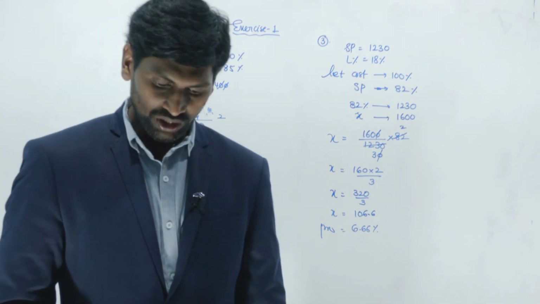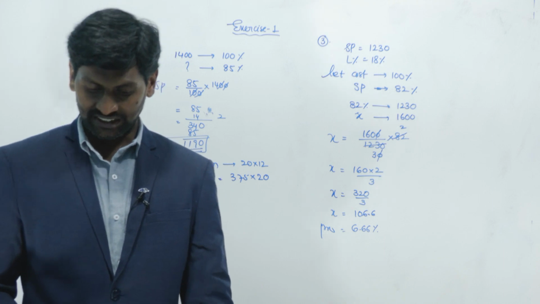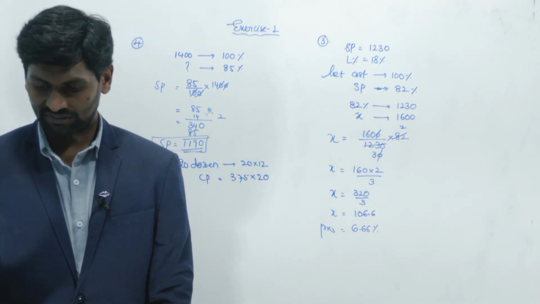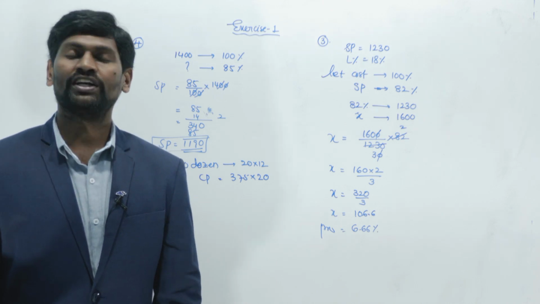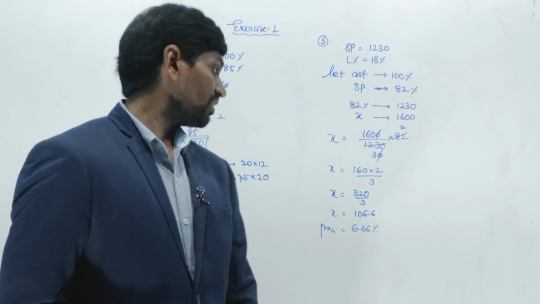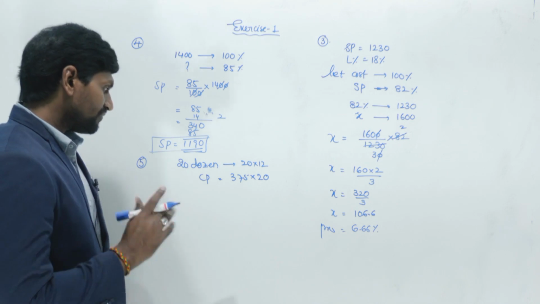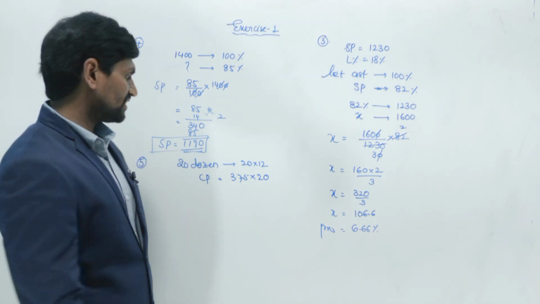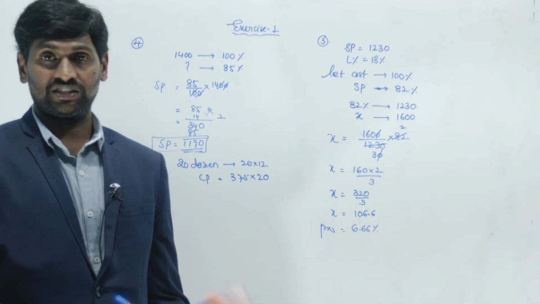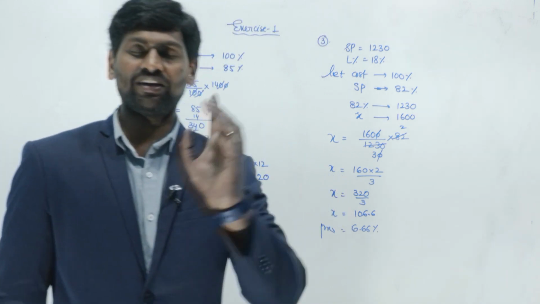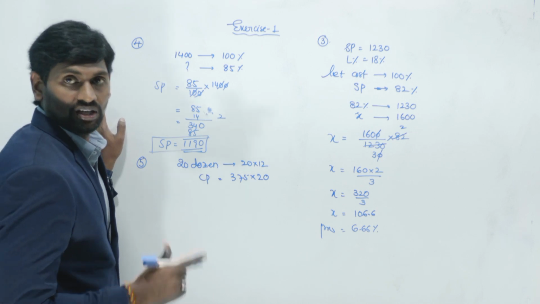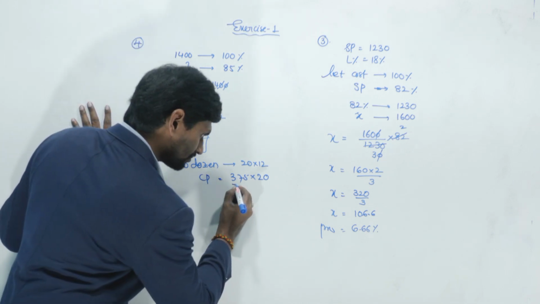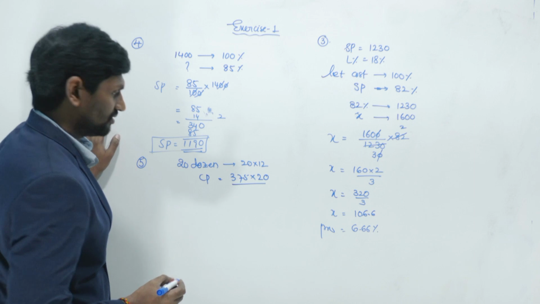Next, he sold one of them at the rate of 33. What is his profit percentage? Okay, so let us find the cost price of one dozen, or one of them. Let us find that one value. 20 dozens cost. Let us find one dozen cost. Okay?